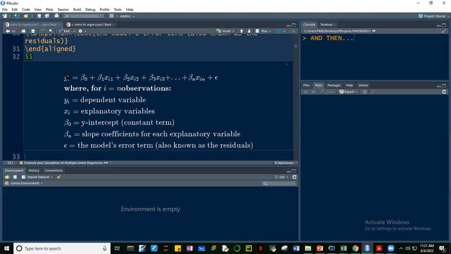So we know that your response variable or your outcome variable y is here explained by several explanatory variables, n explanatory variables. Okay, so x sub 1, x sub 2, up to x sub n. These are your explanatory variables, and of course, dun sa dulo is your residual or error term. Where your i is equal to the nth observation. Y sub i is your dependent or response variable. X sub i is your explanatory variable. B sub 0 is your intercept. And beta sub n is the slope coefficient for each explanatory variable. And error, epsilon, is the model's error term, also known as the residuals.